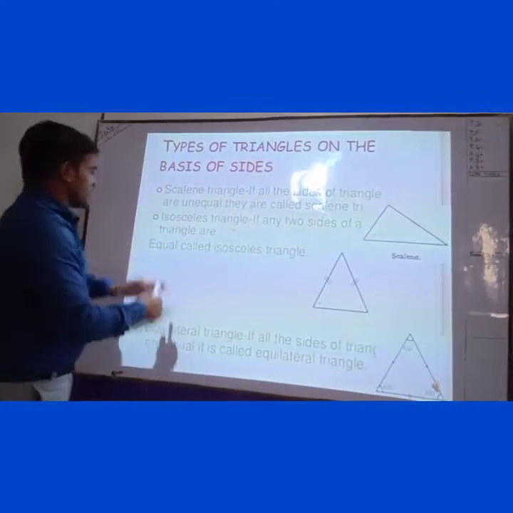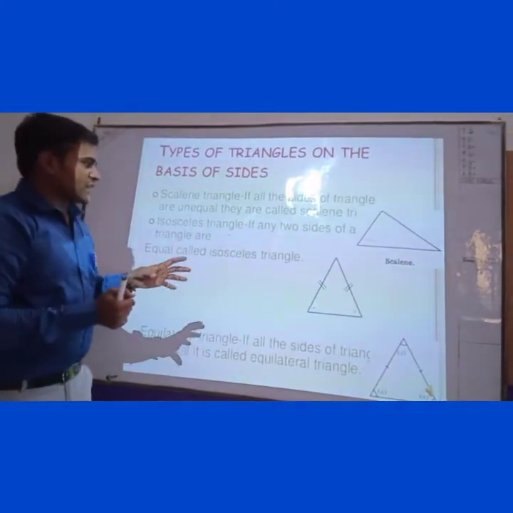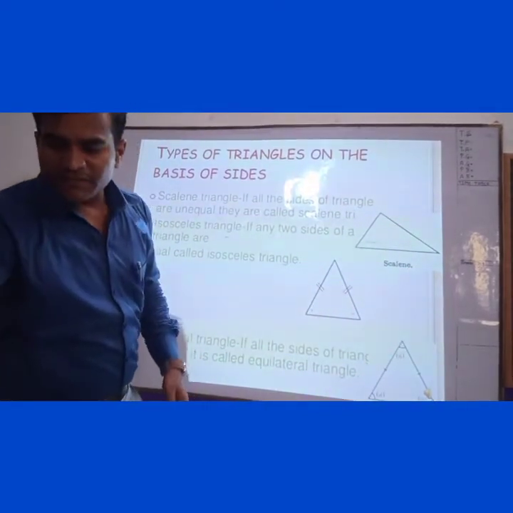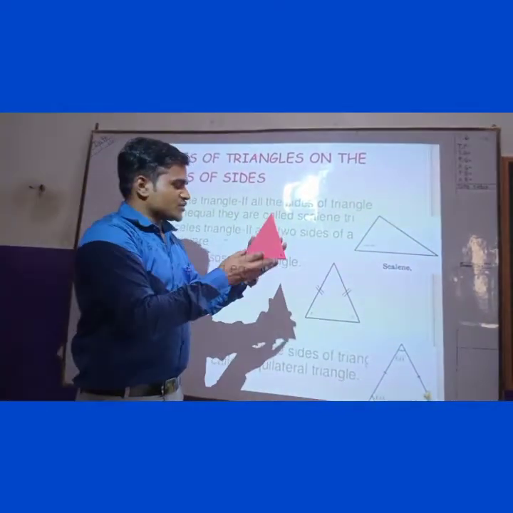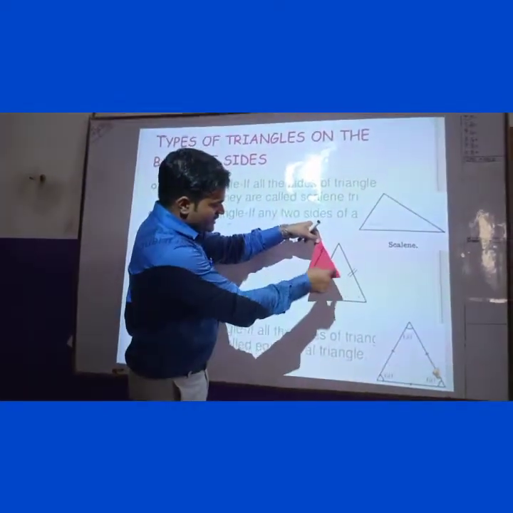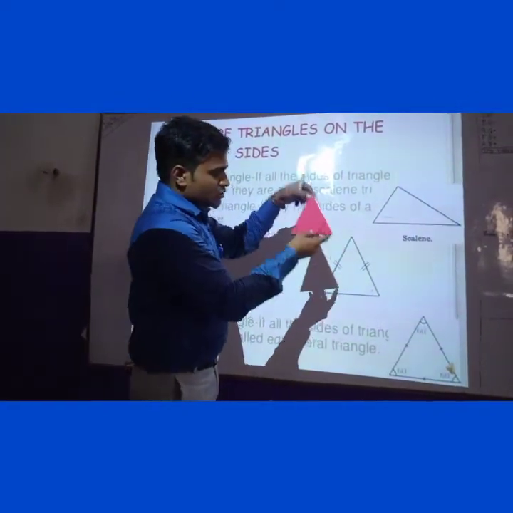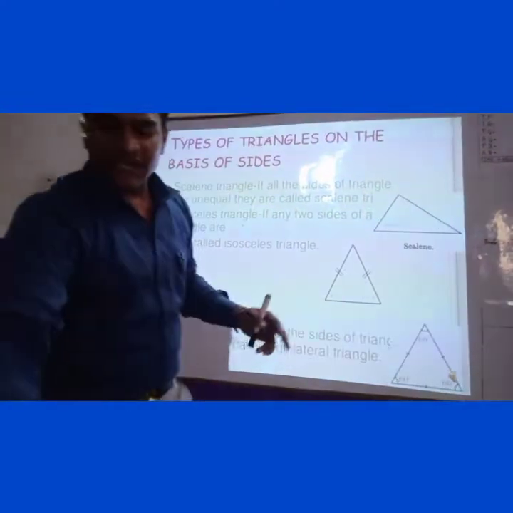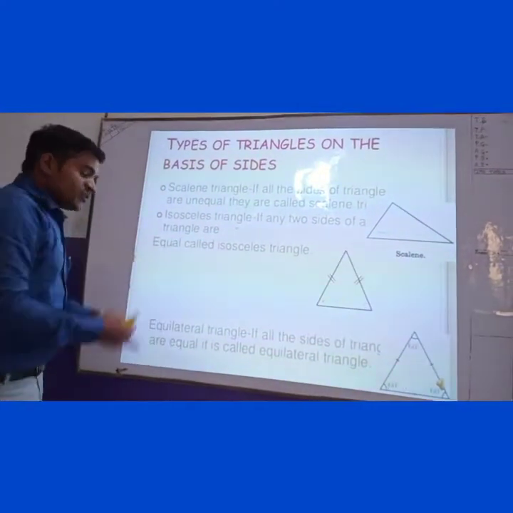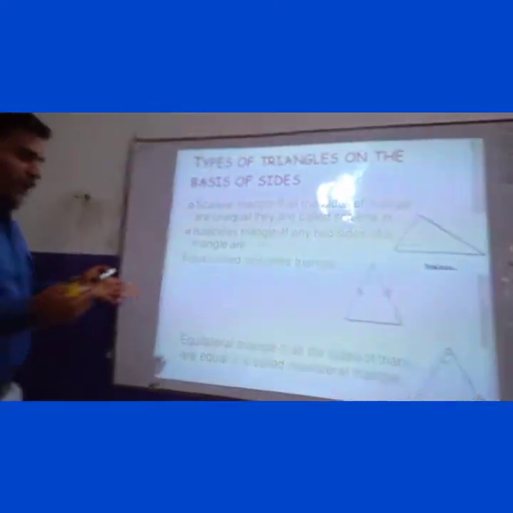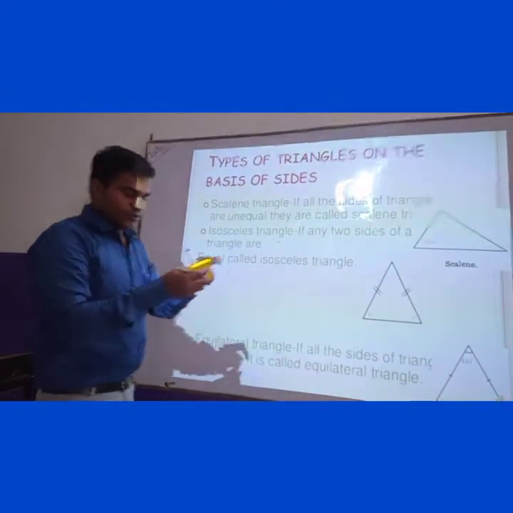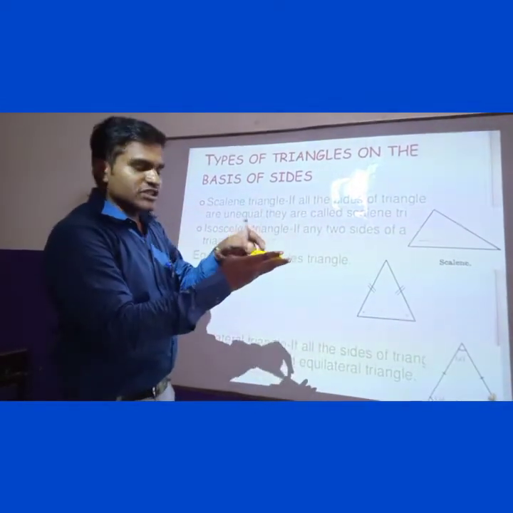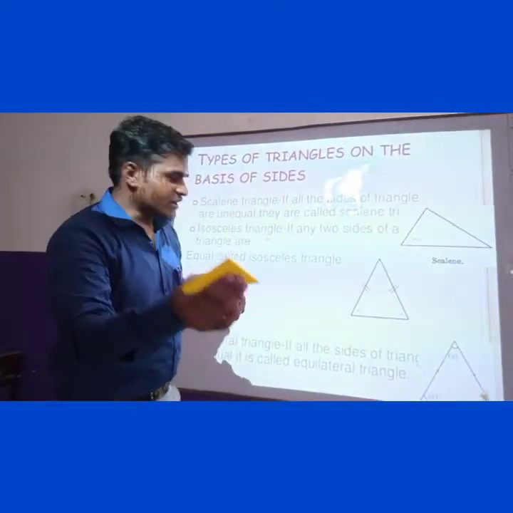And second is the isosceles triangle. In an isosceles triangle, any two sides of the triangle are equal. So children, here this is an example of an isosceles triangle. When we measure, these two sides of this triangle are equal, so this triangle is called an isosceles triangle. Next is the equilateral triangle. In an equilateral triangle, all sides are equal. So this triangle is called an equilateral triangle.